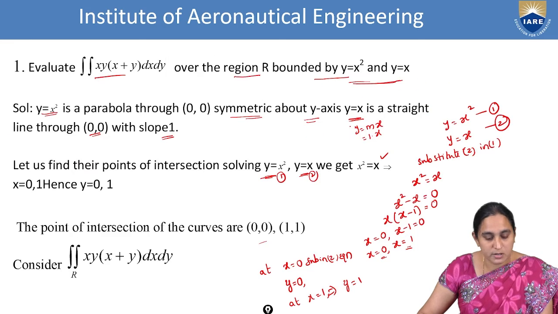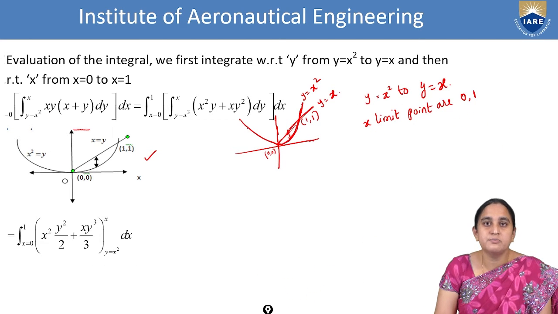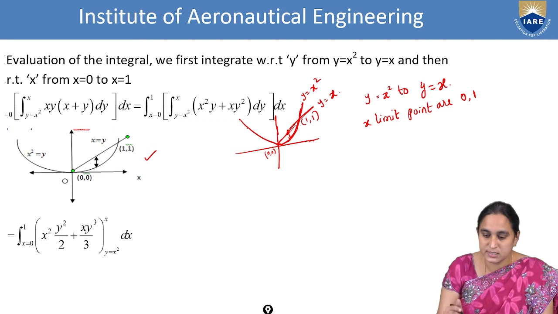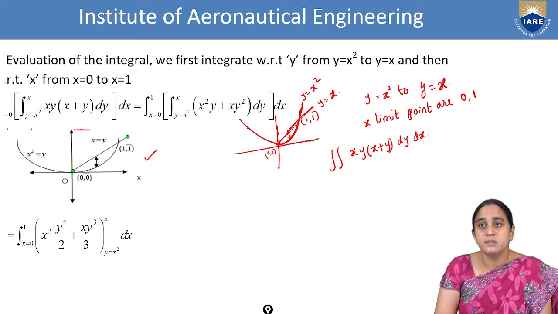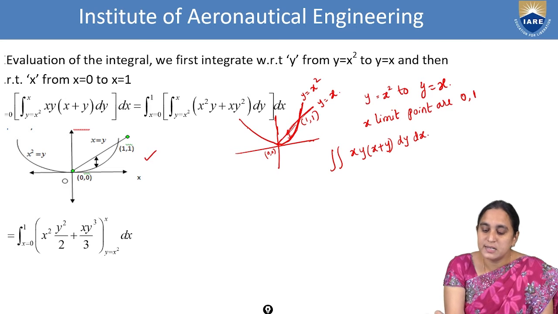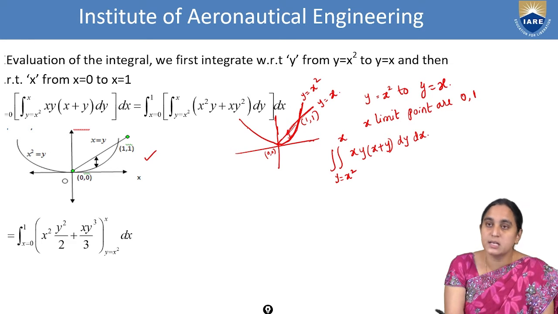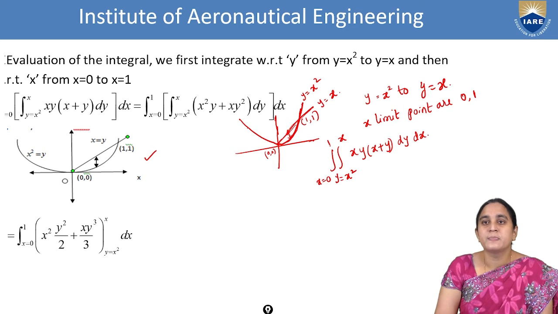That's why I'll take the question now. The question is the double integral of xy(x + y) dy dx. From the diagram, first I'll take the y limit points in terms of x, that means y = x² to x, and the x limit points are 0 to 1.